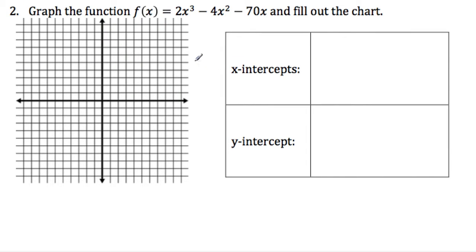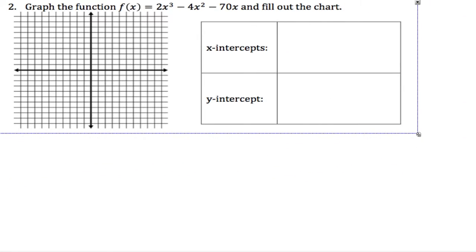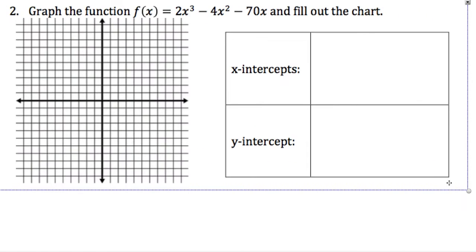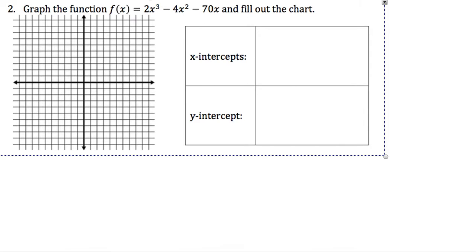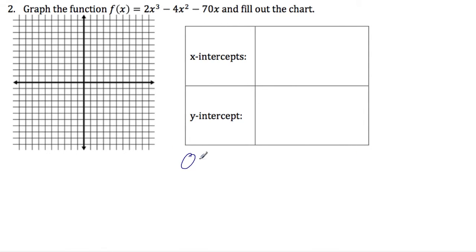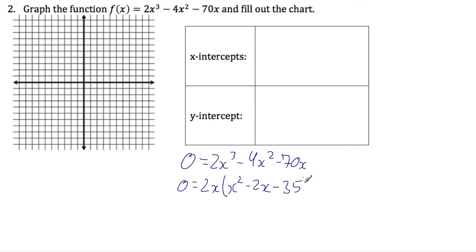Okay, these. So we need to find x-intercepts and y-intercepts. To find the x-intercepts, remember we need to set this equal to 0 and factor. So if I have 0 equals 2x to the third minus 4x squared minus 70x, we want to factor this out. First we look for the greatest common factor, which here is a 2x, and we're left with x squared minus 2x minus 35.